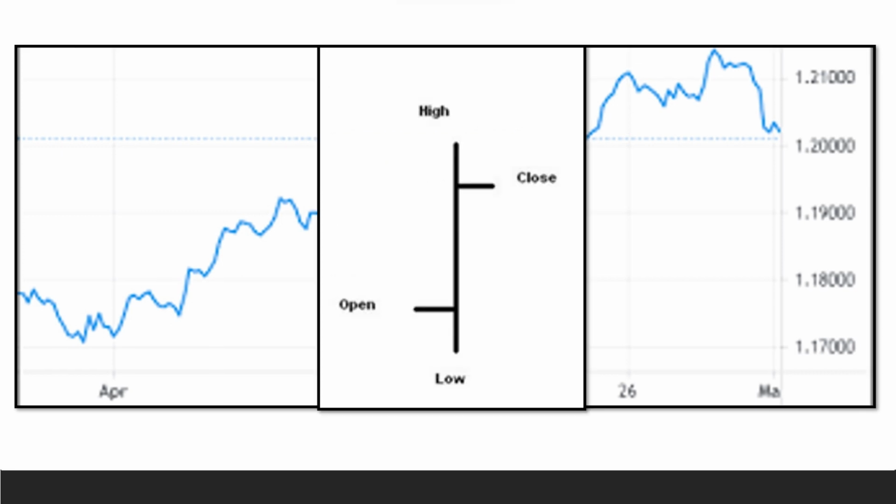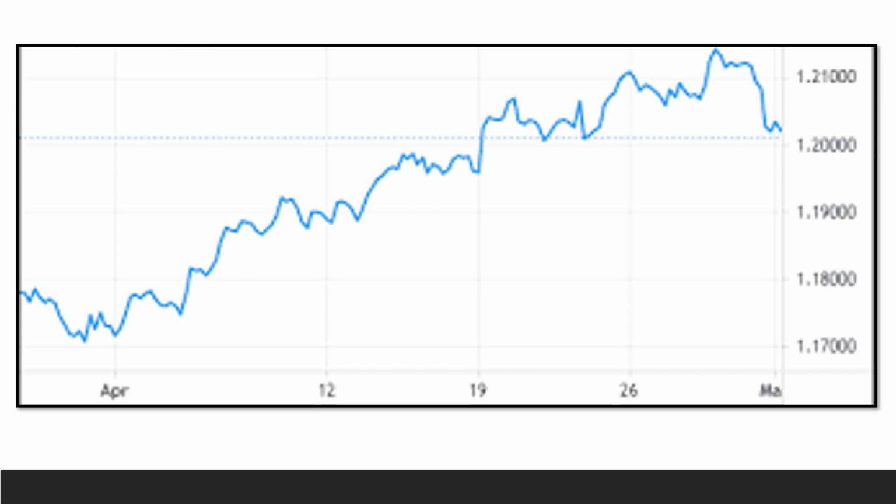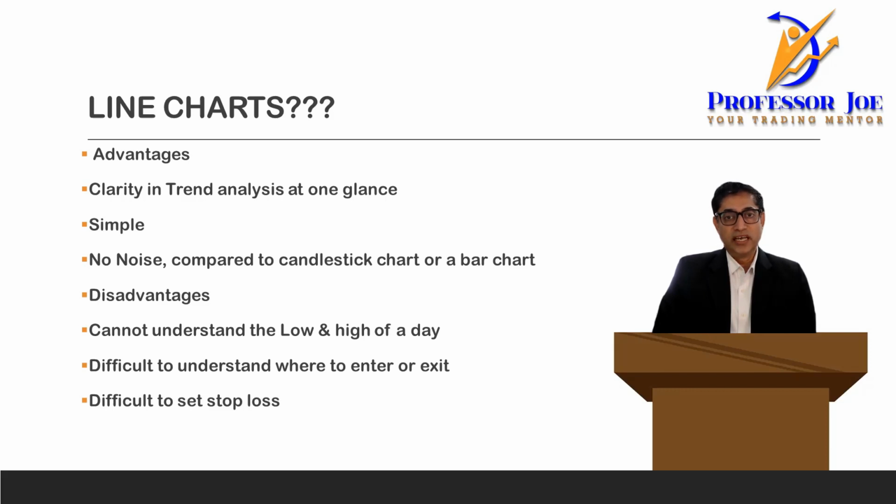There are some disadvantages. In a line chart, there is no open price, close price, high price, and low price. So it becomes difficult to understand the psychology of that particular time frame. It becomes difficult to understand where to enter and where to exit a trade. And in a line chart, setting a stop loss also becomes a bigger challenge. So these are some of the advantages and disadvantages of a line chart.